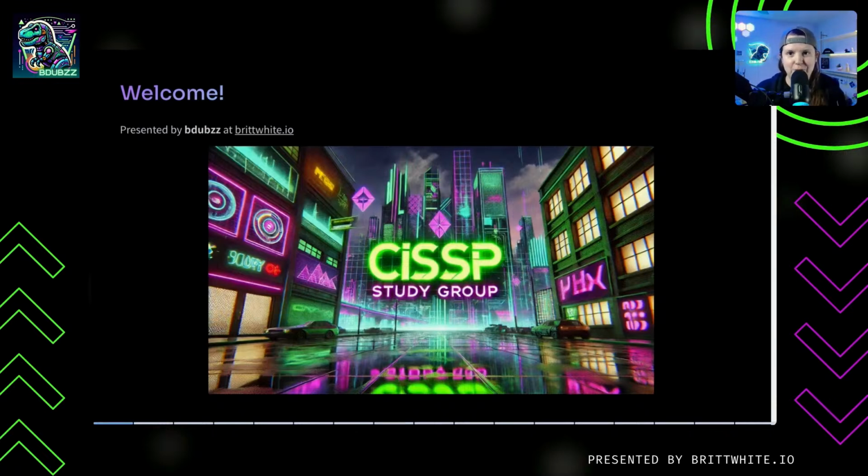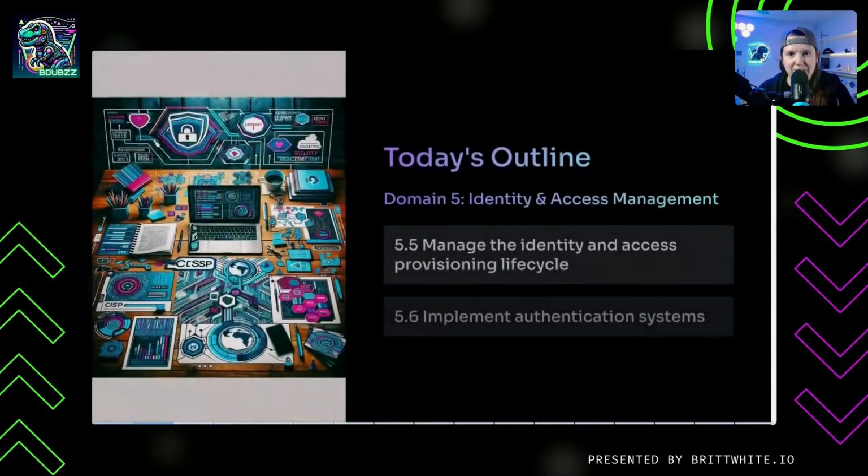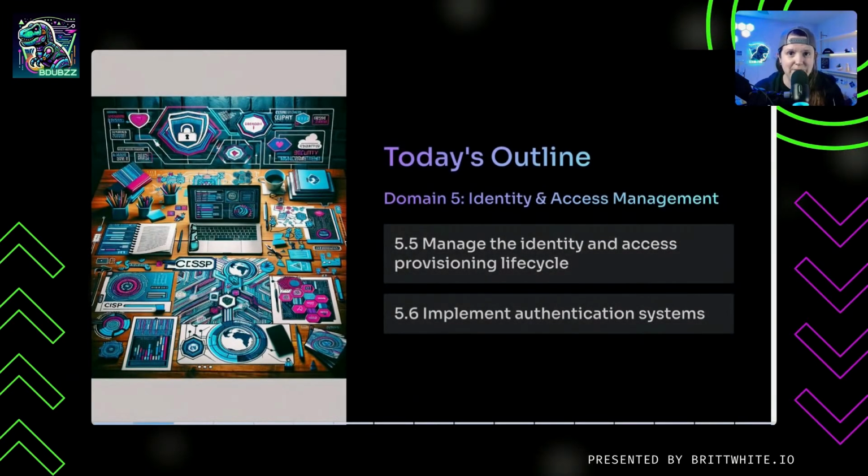Now let's get straight to it. Today we're wrapping up Domain 5 with Exam Objectives 5.5, Managing the Identity and Access Provisioning Lifecycle, and 5.6, Implementing Authentication Systems. If you've ever wondered how organizations track who has access to what, this lesson is perfect for you. Think of IAM as the bouncer at an exclusive club. Only authorized people get past that velvet rope, and only with specific permissions. So grab your monster, get comfy, and let's dive right in.